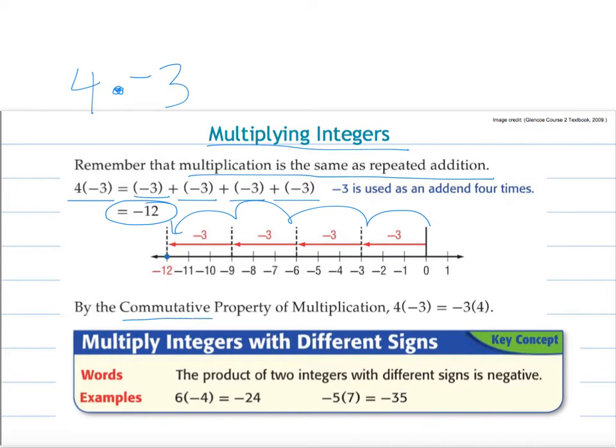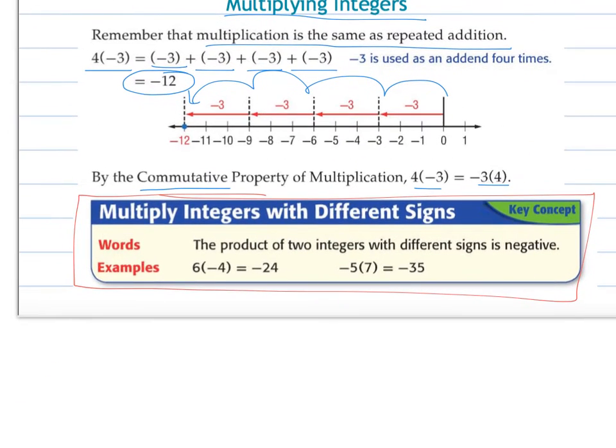The commutative property, if you recall, is when we can rearrange the order and it means the same thing. So the big thing for multiplying integers with different signs that you would want to write down is that the product of 2 integers with different signs is negative. So what that means in a smaller sense is that a positive times a negative equals a negative, just like a negative times a positive would also equal a negative.